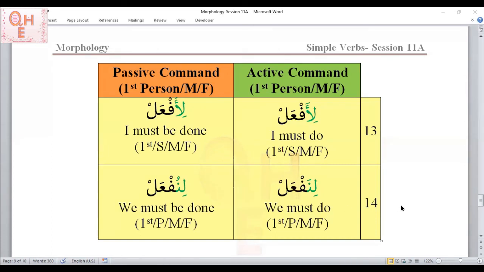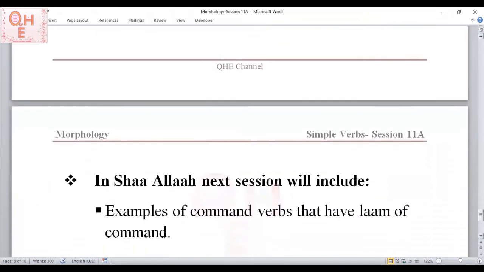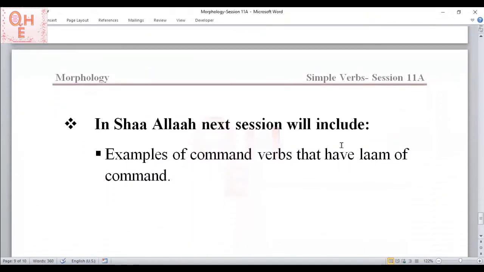Alhamdulillah, in this session, we learned about conjugations that carry lam kasra li as a jazm particle. And we also learned about direct command verbs for the second person, second person active command. Inshallah, in the next session, we are going to look into verbs that have the lam of command at the beginning of the conjugation. So until then, please keep us in your dua.